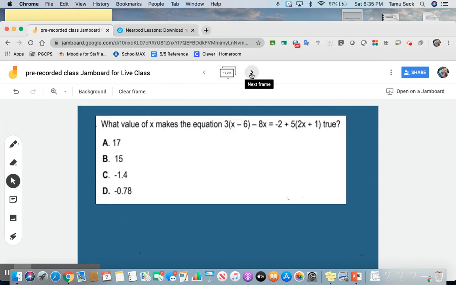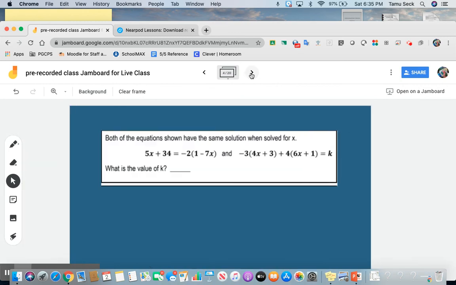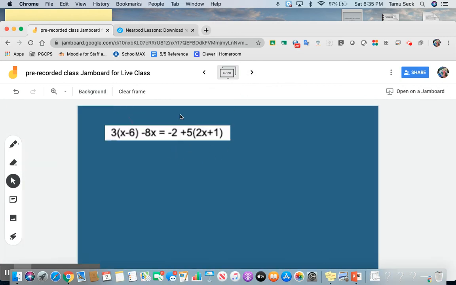Okay, so this is the original problem. So the first thing we're going to do is we're going to use distributive property. So we're going to multiply 3 times x and 3 times negative 6. And we're going to multiply 5 times 2x and 5 times 1.